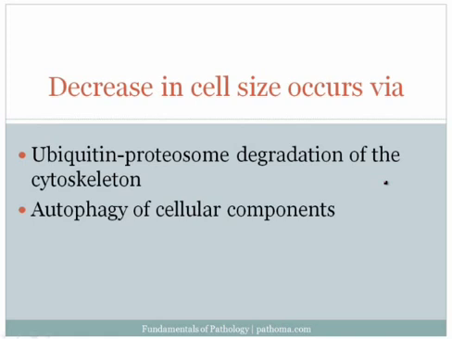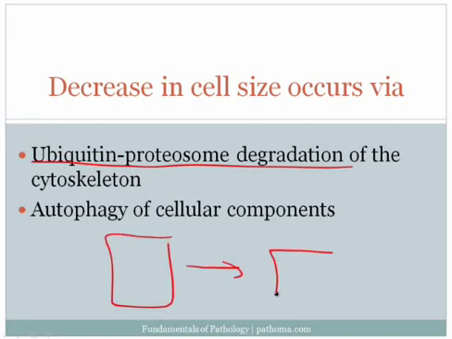A decrease in cell size is going to occur by 2 primary mechanisms. The first is something called the ubiquitin proteasome degradation pathway. Now what's the idea here? Well, recall that if you've got a cell that's this big and you want the cell to shrink down to something that's smaller, in order for the cell to shrink, this skeleton, called the cytoskeleton, that was maintaining the size and shape of the cell, has to be broken down so that the cell can become smaller. The mechanism by which the cytoskeleton is broken down is called the ubiquitin proteasome degradation pathway.